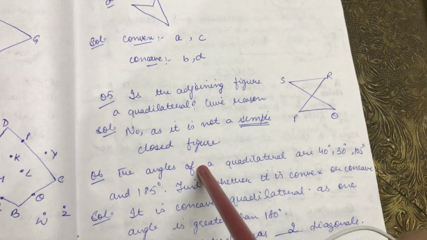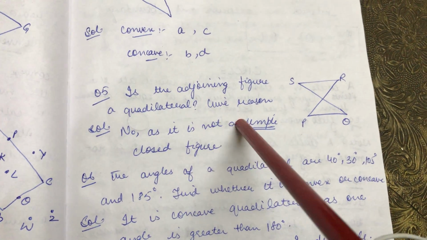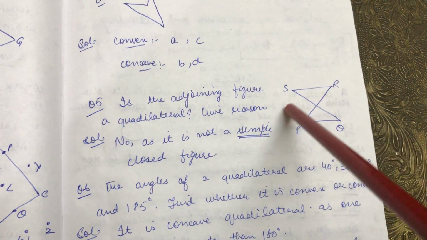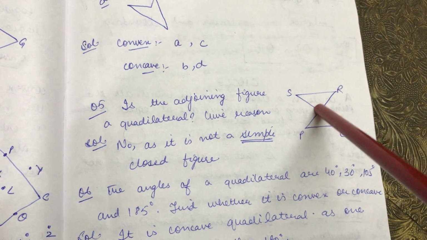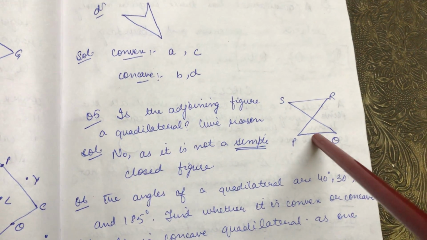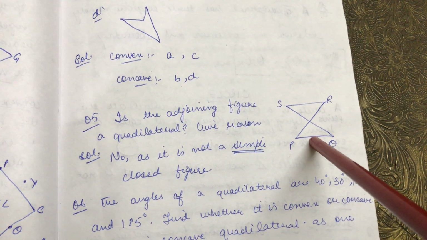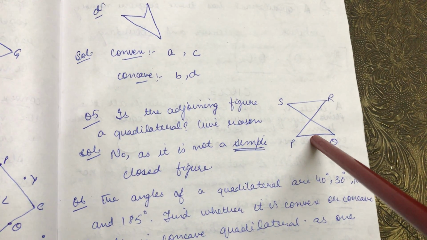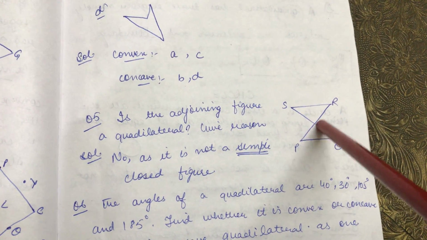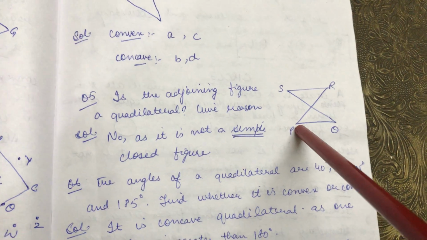Next question is, is the joining figure a quadrilateral? Give reason. Clearly it is not a quadrilateral because it is intersecting at this point. A quadrilateral is a polygon. A polygon means it does not intersect itself. So firstly it is not a polygon, so it is not a quadrilateral.